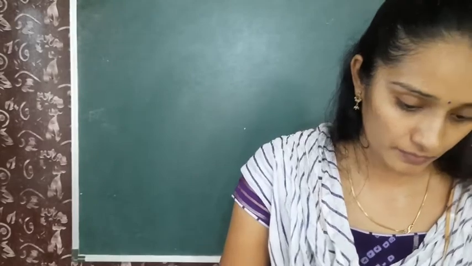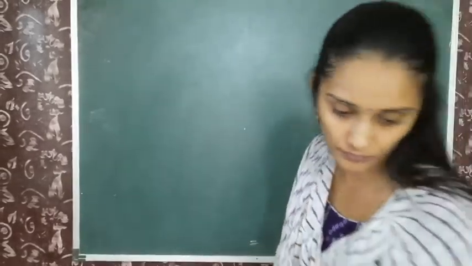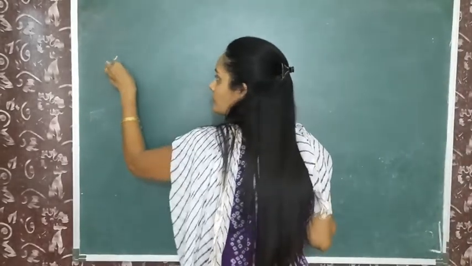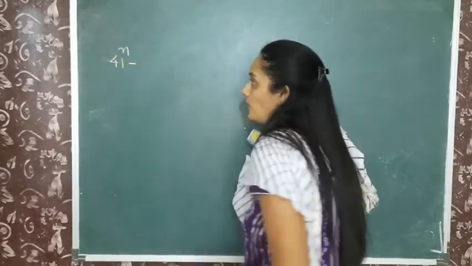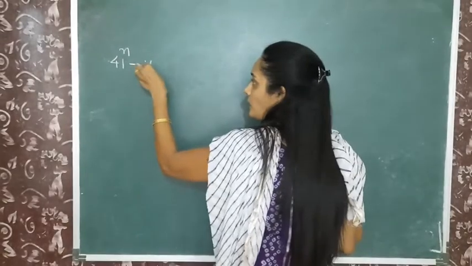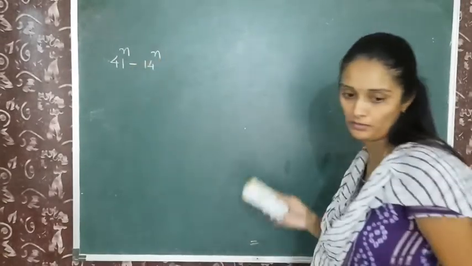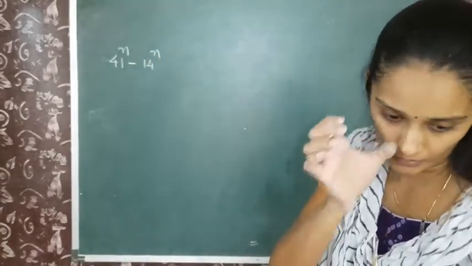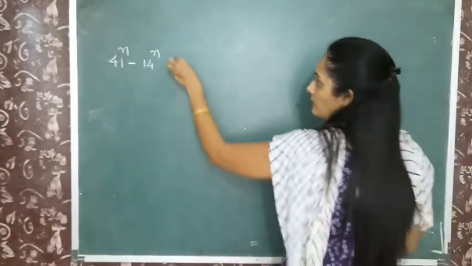Okay, now next sum. 41 raised to n minus 14 raised to n is a multiple of 27.